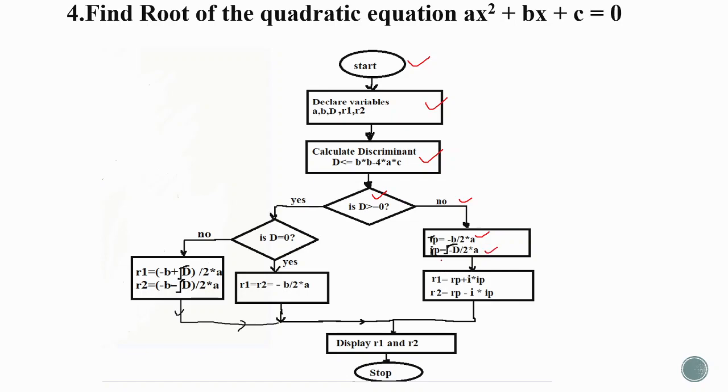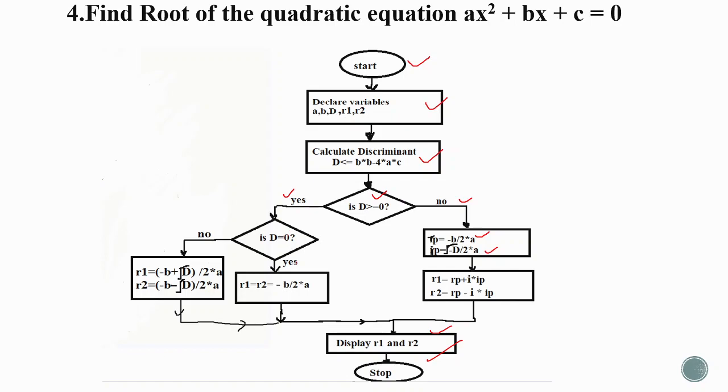Then form the roots r1 and r2. R1 is equal to the real part plus i into the imaginary part, so rp plus i into ip. Then r2 is equal to real part minus i into imaginary part, rp minus i into ip. Then we display the values of r1 and r2 and move to stop. Is d greater than or equal to 0 true? Yes. Then there are again two cases, d is greater than 0 or d is equal to 0.